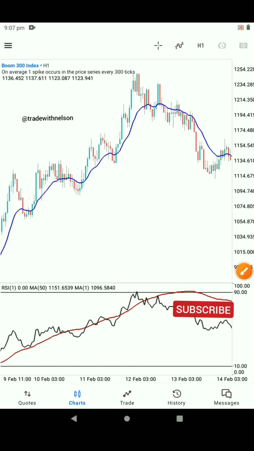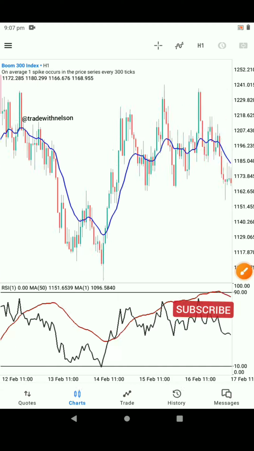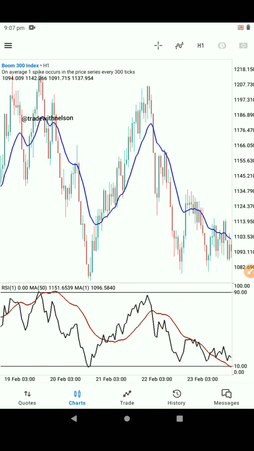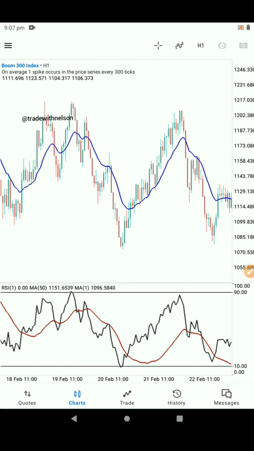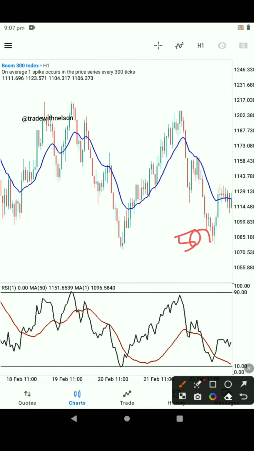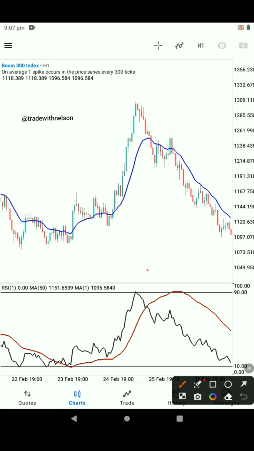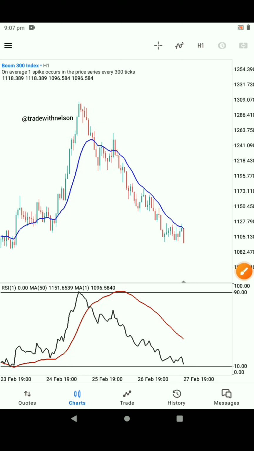So this strategy is applicable to all the Boom and Crash markets, but you need to pay close attention to everything I say and take notes if possible. Don't worry, I will show you examples on the Boom and Crash 500 and 300 markets. You can use this strategy to buy and you can also use it to trade the sell side of the market, because this is the higher time frame.